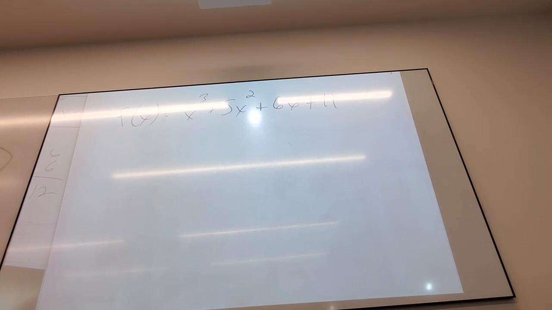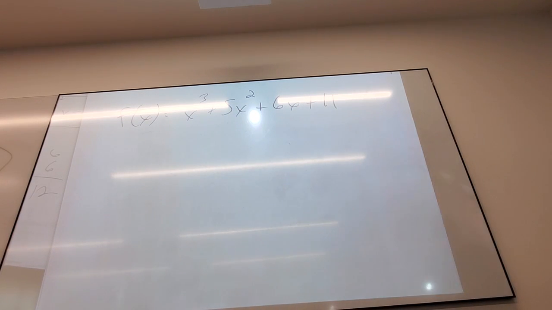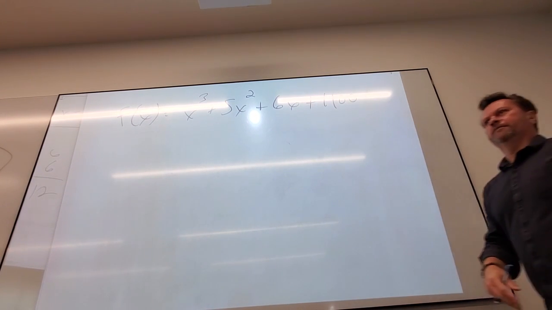0 is the smallest non-negative input I could put in. What do I get out? 11. So, let me say this again. If I make, and I picked a horrible last number. All right, look, I wasn't even thinking. Here, okay? There we go, that's much better.